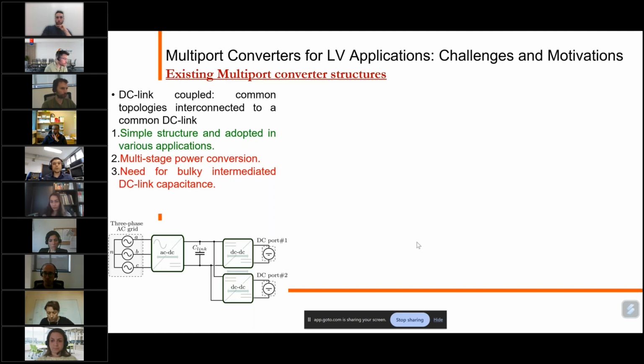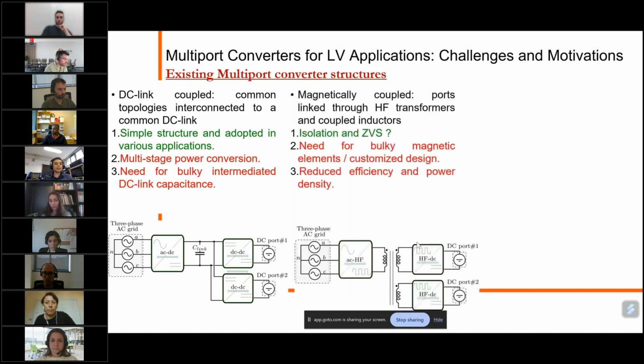We have also the approach of having a multi-winding high-frequency transformer. Although this attains isolation and potentially soft switching for most of the operating range, we still need a bulky magnetic element that is also challenging to design, and potentially there is also a decrease in efficiency and power density.